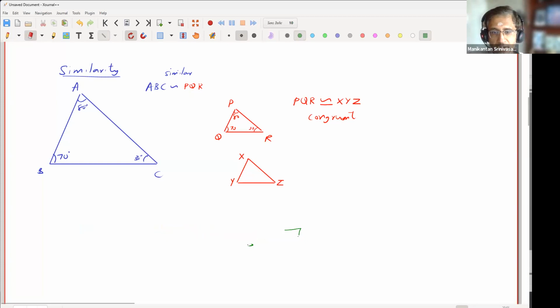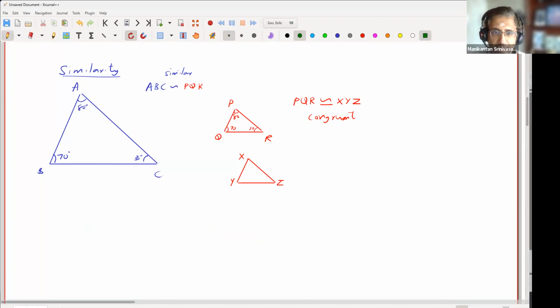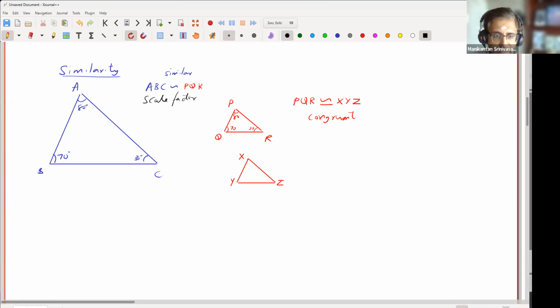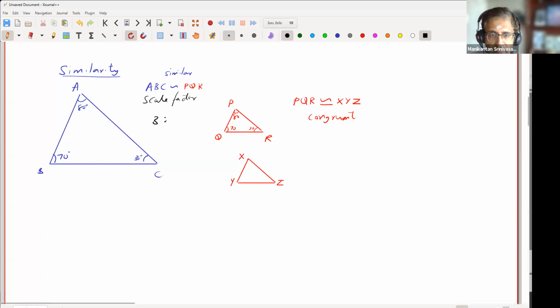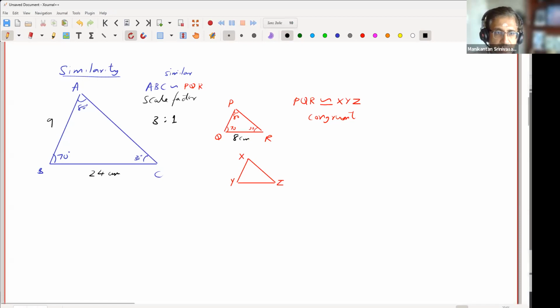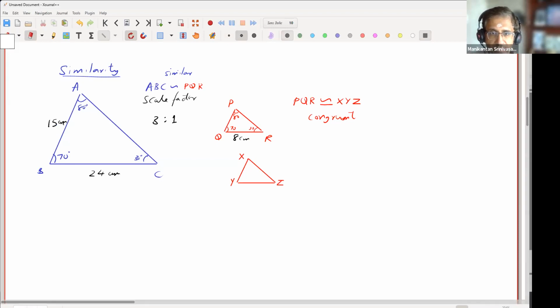Because these two shapes, the blue and the red, are similar, we can talk about something called a scale factor. Scale factor can go either way, big to small or small to big. Let's say roughly this is 3:1 in this picture, meaning let's say this is 24 centimeters. This will be 8 centimeters. Let's say this is 9 centimeters, then this will be 3 centimeters. Or maybe this looks a little more than 9, maybe this is 15 centimeters. So 1/3 of 15 will be 5 centimeters.